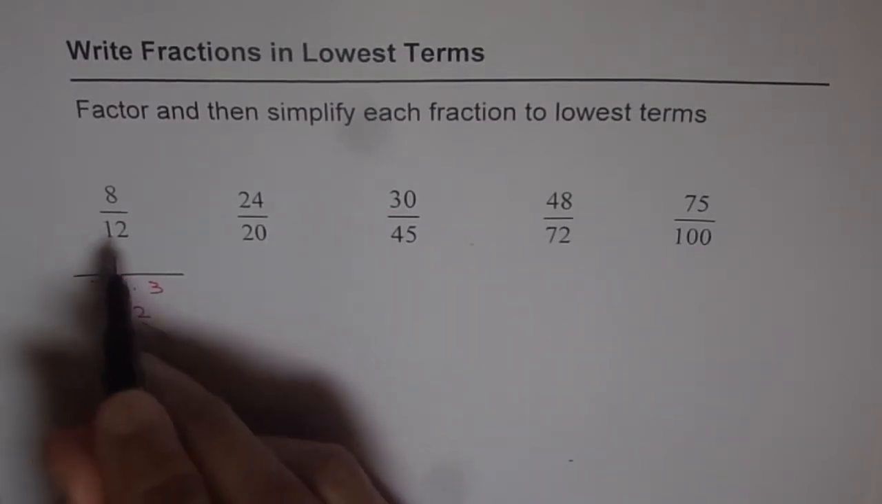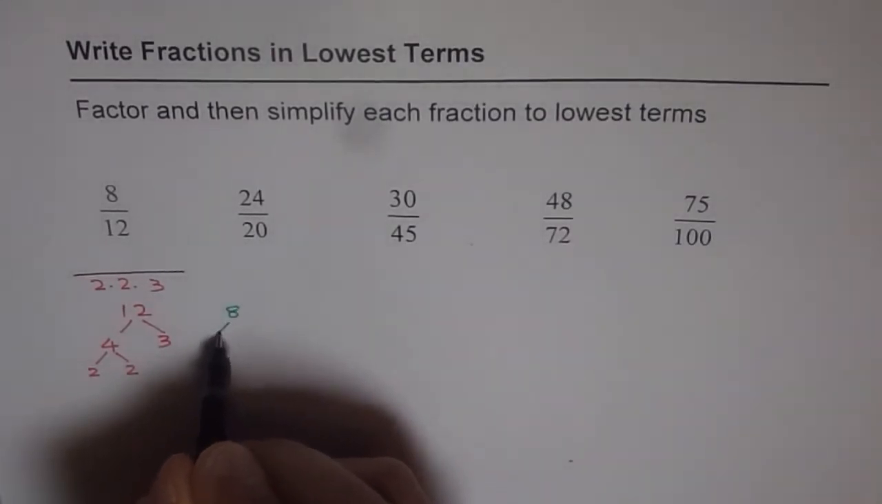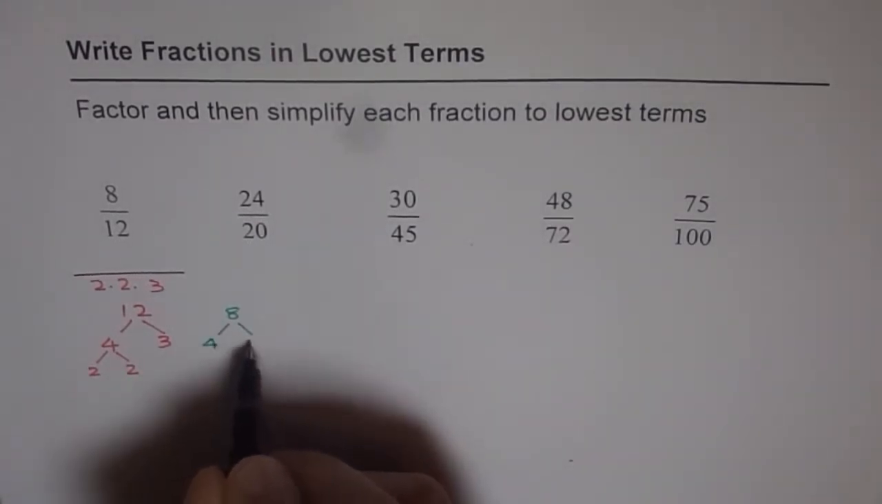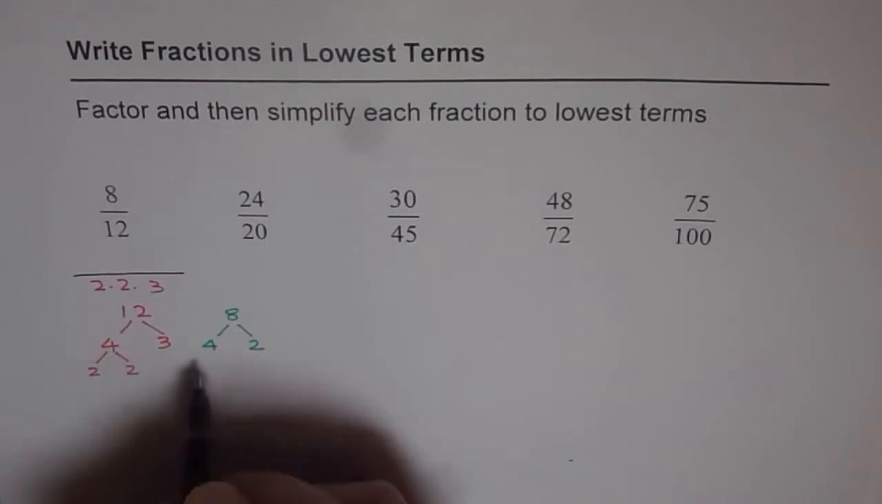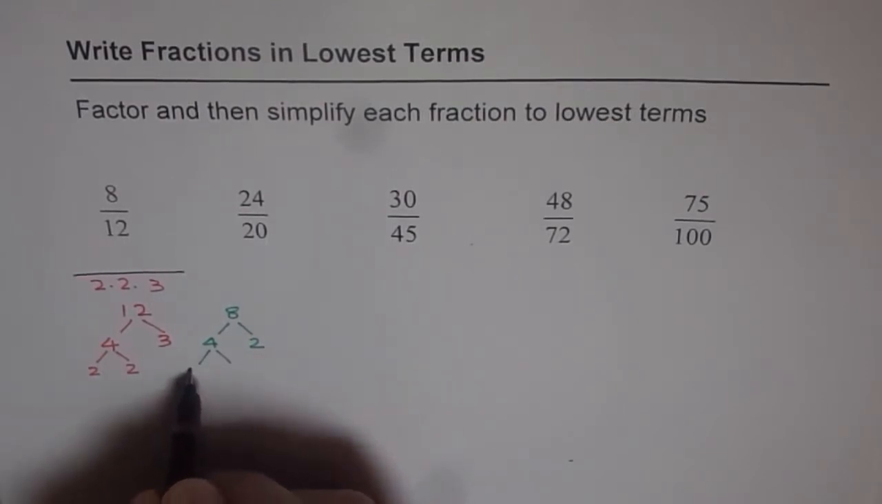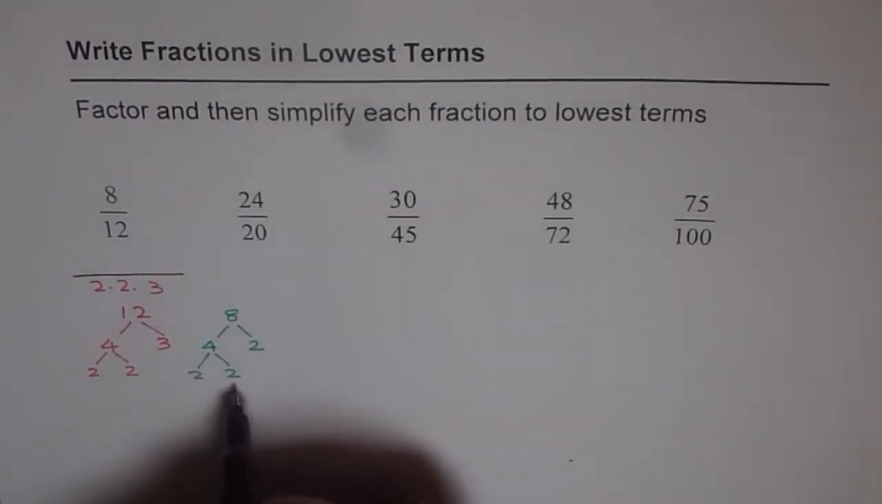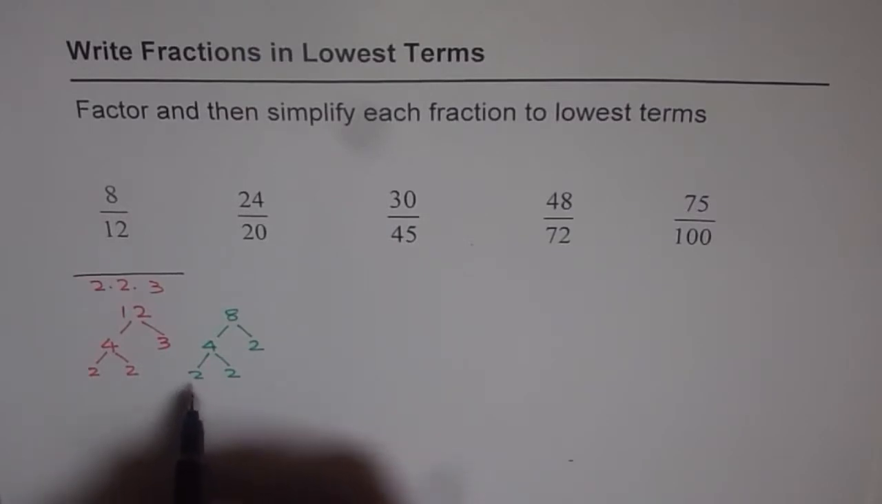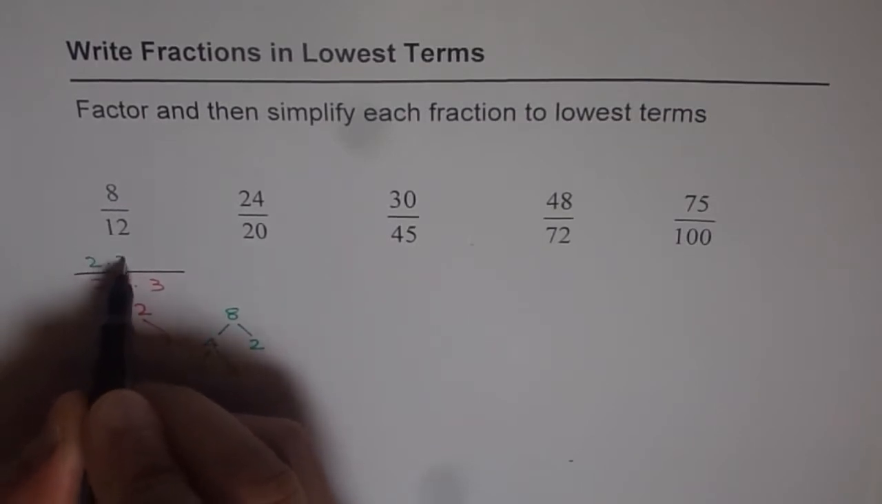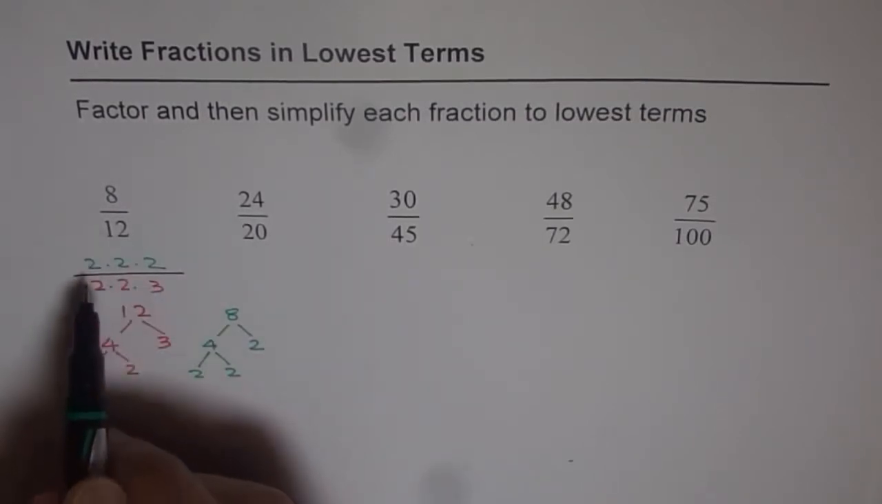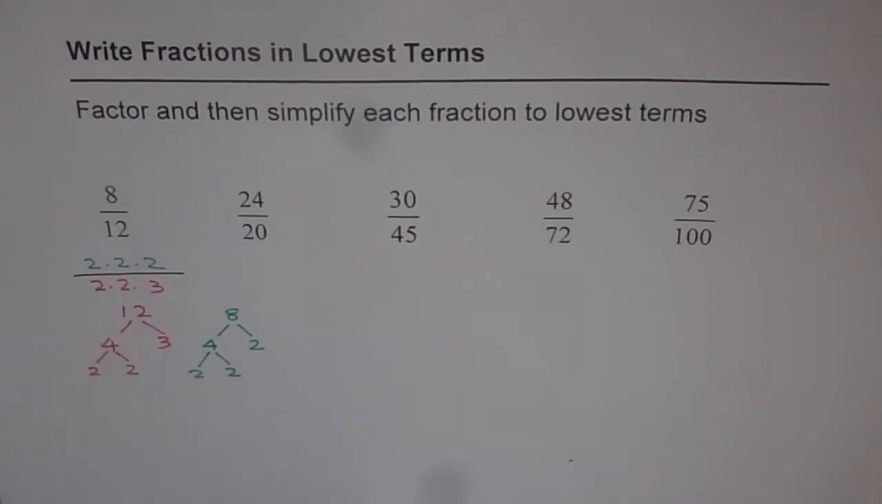Now let's prime factorize 8. If you do prime factoring of 8, you can write 8 as 4 times 2, right? 4 times 2 is 8. Now 4 could be written as 2 times 2. Now you know these three are prime numbers and so they cannot be further factorized. So we have three prime factors of 8. That means 2 times 2 is 4 and 4 times 2 is 8. Correct? So that is how you get prime factors.